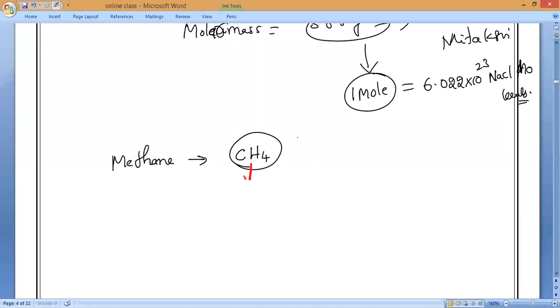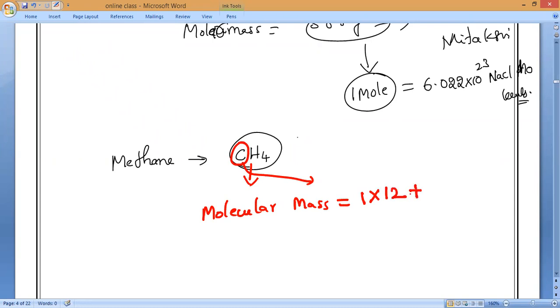First you have to find the molecular mass. What is the molecular mass of methane? Number of atoms of the first element, how many? 1, into the atomic mass of the first element, 12, plus the number of atoms of the second element. How many, guys? 4, into the atomic mass of the second element, which is 1. So 12 plus 4 into 1, which is equal to how much? 16.